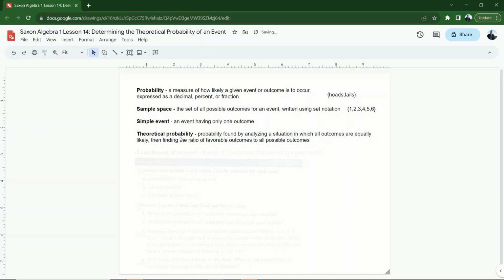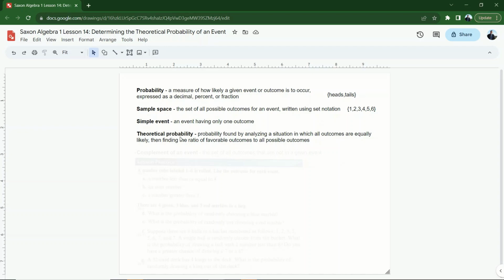Theoretical probability is found by analyzing a situation when all outcomes are equally likely: flipping a fair coin, rolling a dice. It could be pulling a card out of a deck of cards that has been fairly shuffled. All outcomes are equally likely, and then finding the ratio of favorable outcomes. Now this is the key. It's not favorable to unfavorable. Don't confuse it. Don't accidentally put the count of unfavorable outcomes on the bottom. It's all outcomes. So it's a ratio, a fraction with favorable outcomes on top.